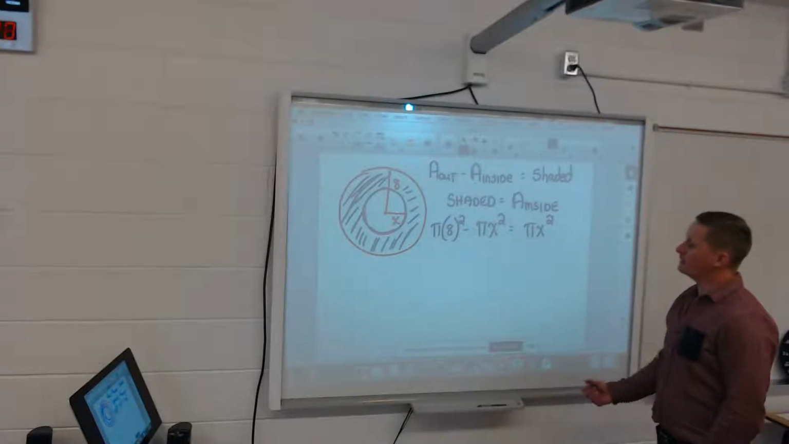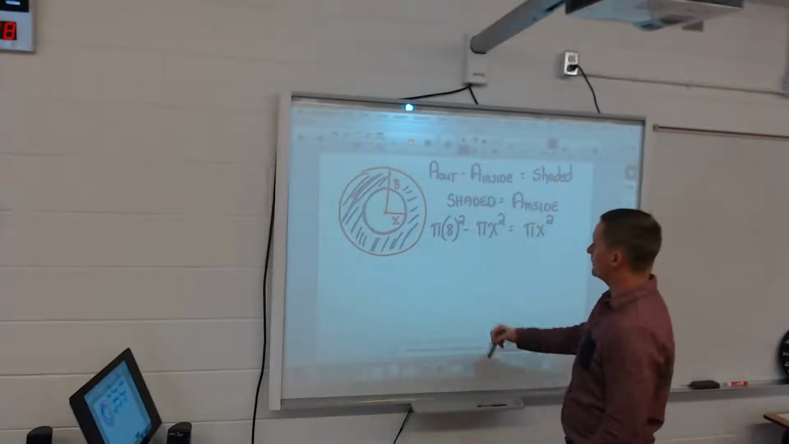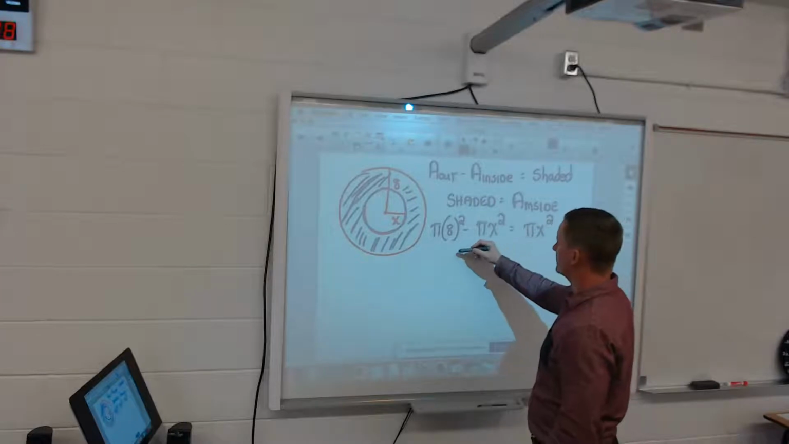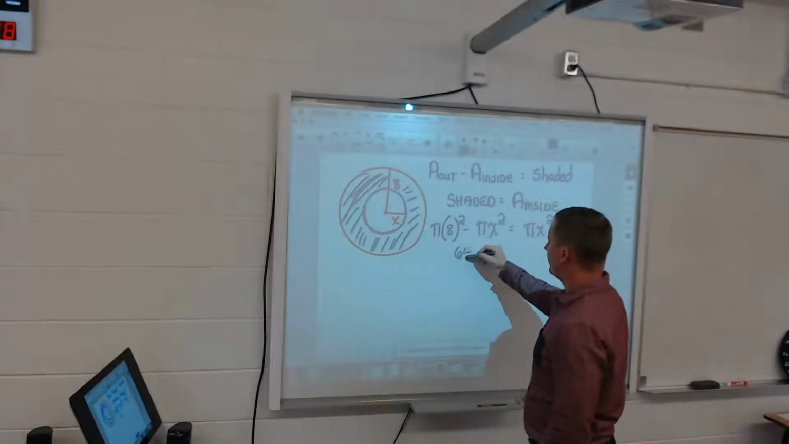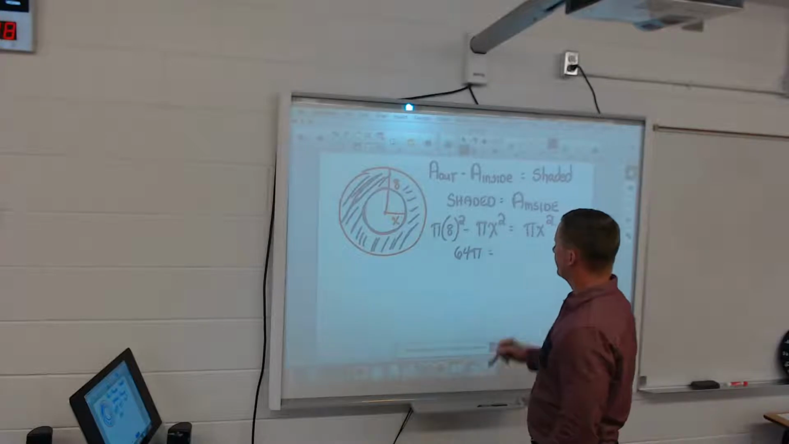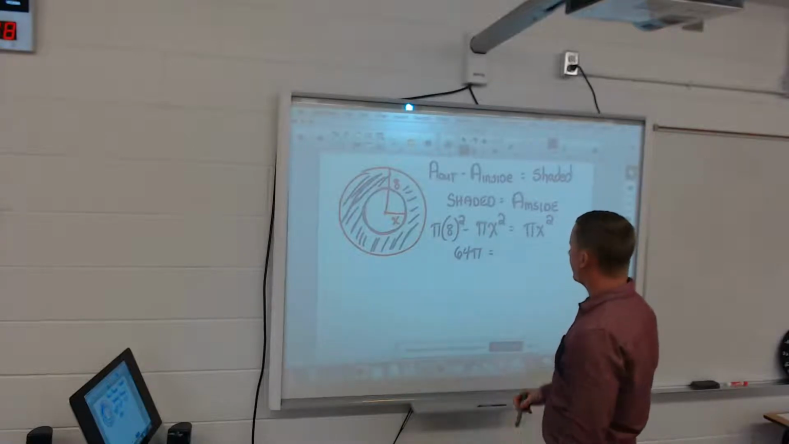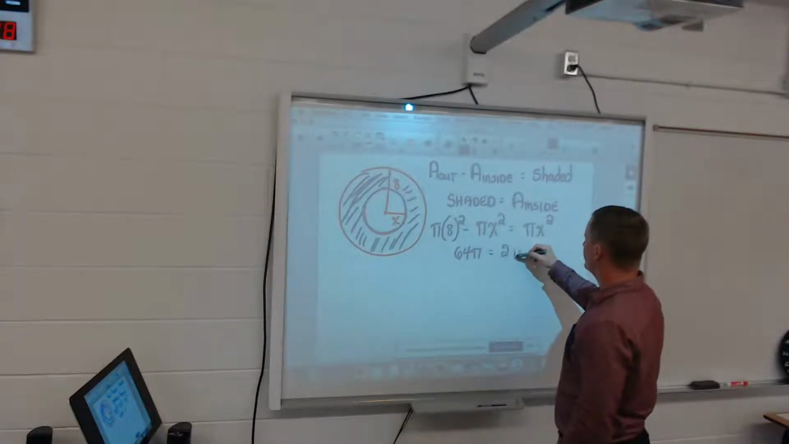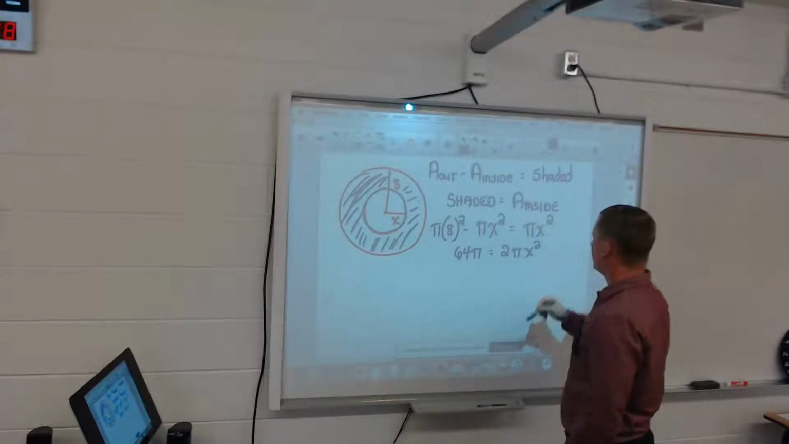So now what I want to do is get the x's to the same side. So I'm going to add pi x squared to the other side. On this side, I have 64 pi. That's 8 squared times pi. On this side, I have 2 pi x squared.